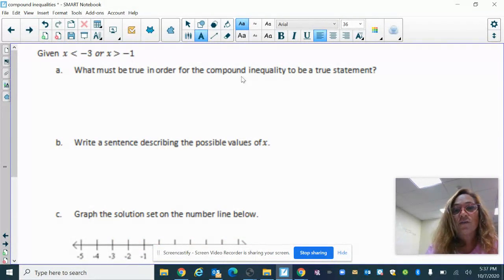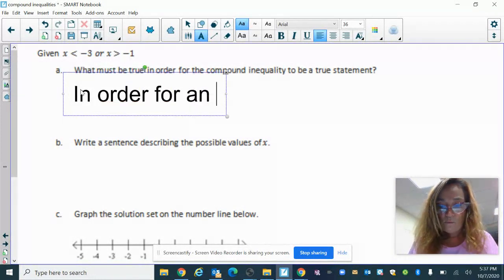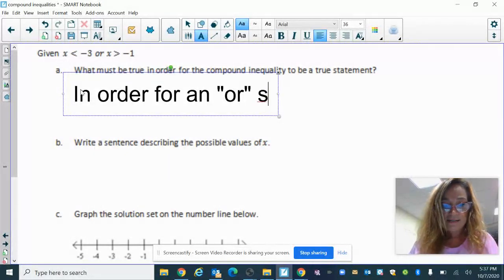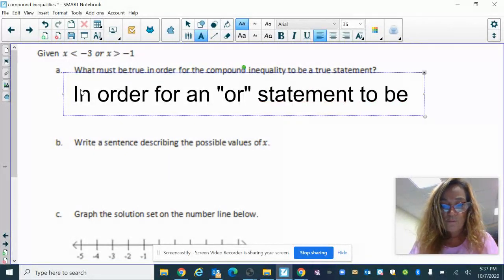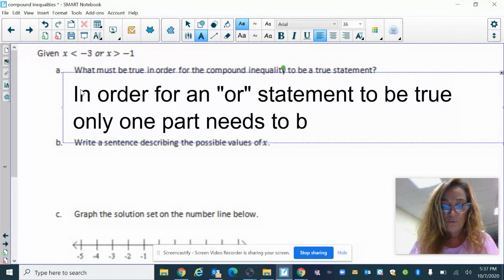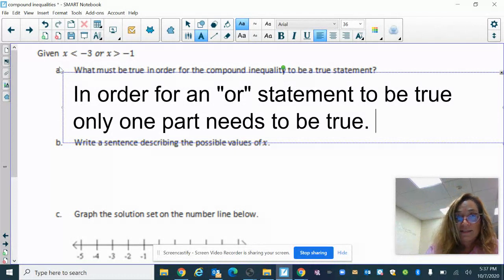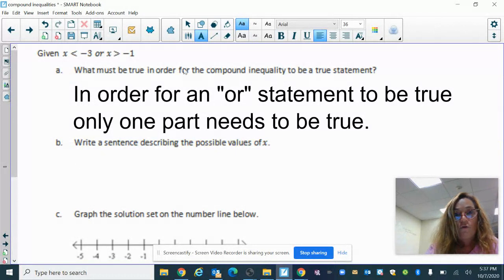What must be true in order for the compound inequality to be a true statement? Well, this is an or statement. So in order for an, I'm going to put these in quotes, or statement to be true, only one part needs to be true. Now, both parts can be true, not necessarily in this case, but only one part needs to be true.